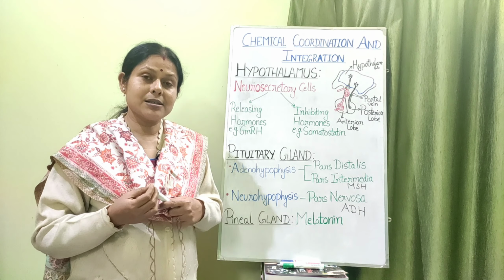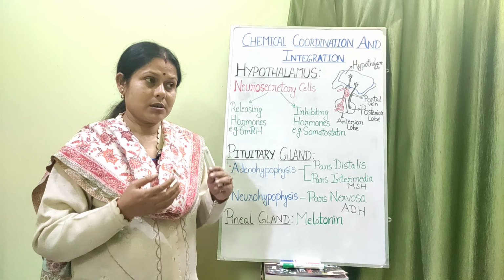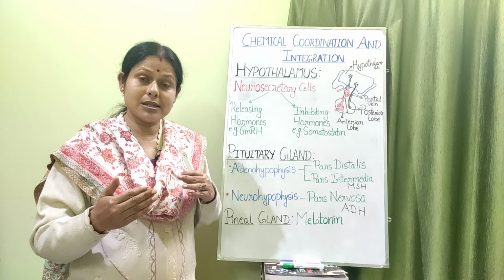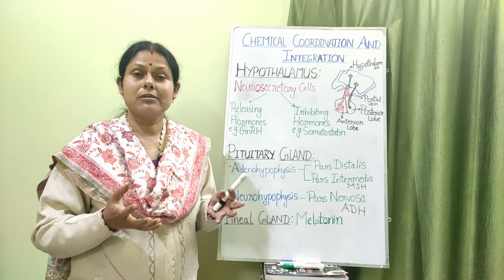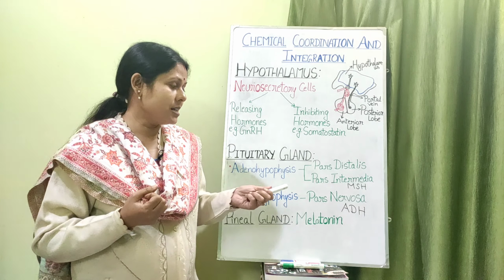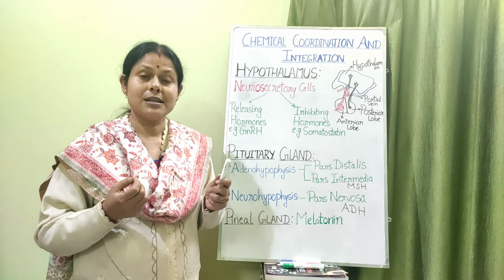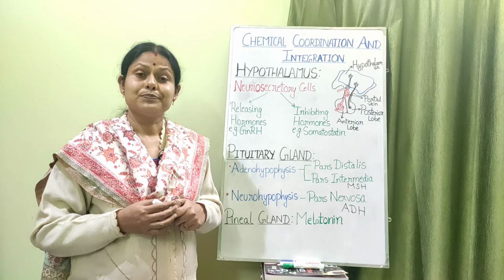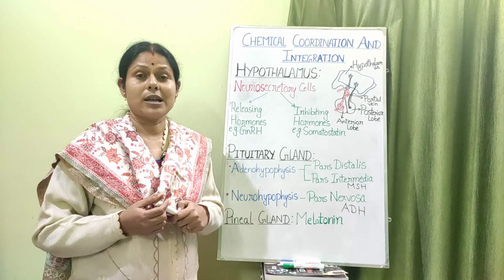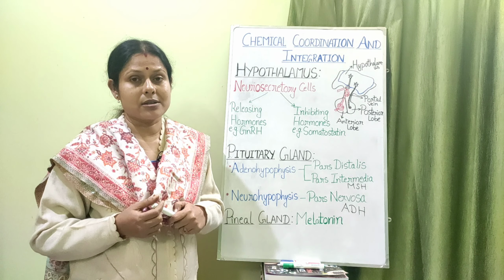ADH secretion, if it is secreted, then it will be reabsorbing more water, and if ADH is secreted in less quantity, then more urination will take place. The less secretion of ADH results in a disease which is called diabetes insipidus.